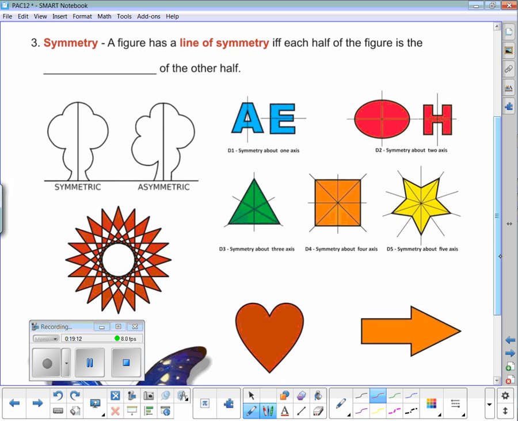All right, the last thought is symmetry. A figure has a line of symmetry if and only if each half of the figure is the, and you could say reflection, but that's not the word we're going to use. We're going to use image. Is the image of the other half.